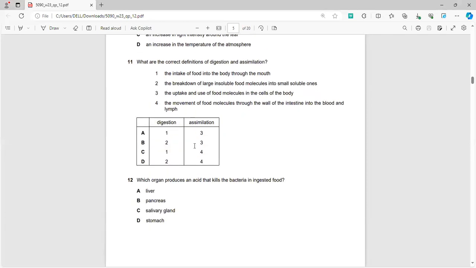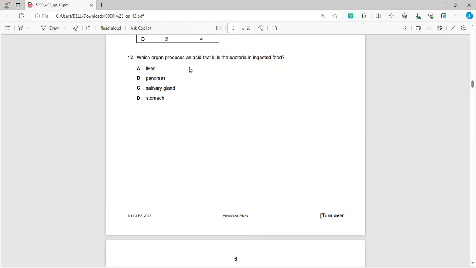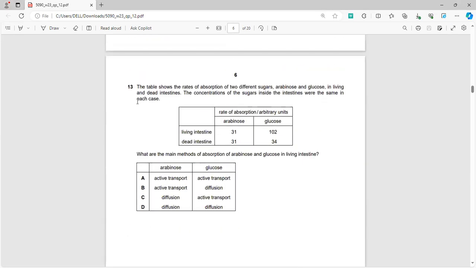Now, in question number 11, the correct definitions of digestion and assimilation. What is assimilation? Assimilation is basically the process whereby the human body uses the nutrients, the products which have been broken down into smaller soluble molecules. And what is digestion? Digestion is all the mechanical process which begins in the oral cavity and continues into the stomach by chemical digestion. It's simply the breakdown of insoluble molecules into small molecules. So 2 is digestion, 3 is assimilation. Now, in question 12, which organ produces an acid? We all know that the stomach has HCl, hydrochloric acid. In question 13, arabinose is obviously a nutrient. It would be taken by active transport, and glucose will be too.